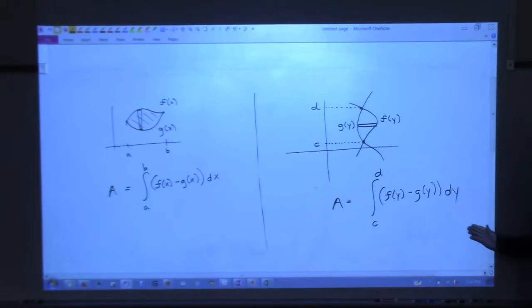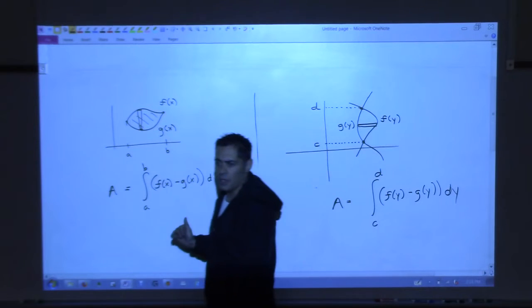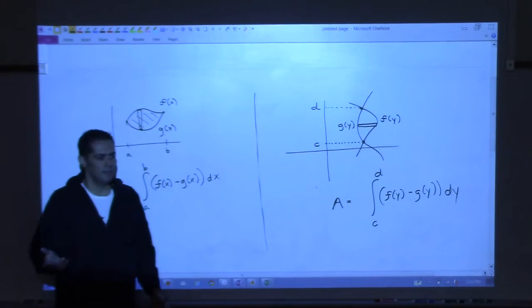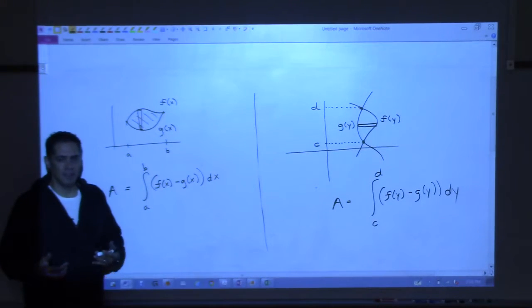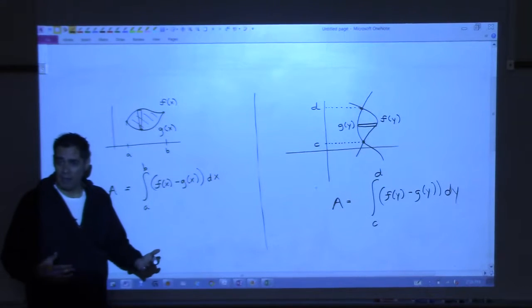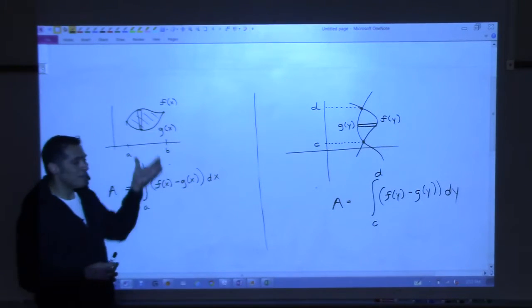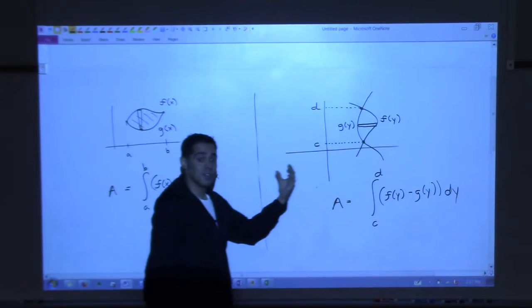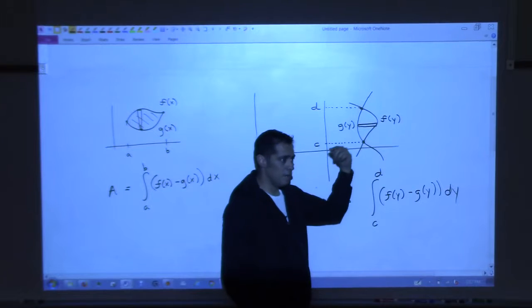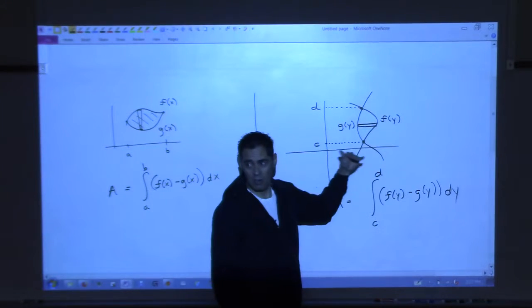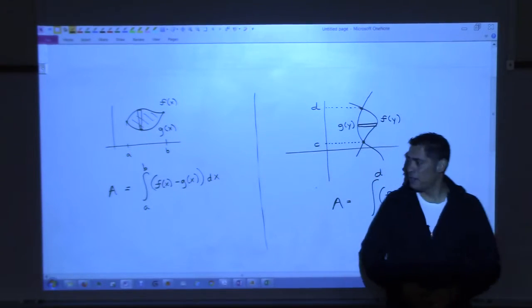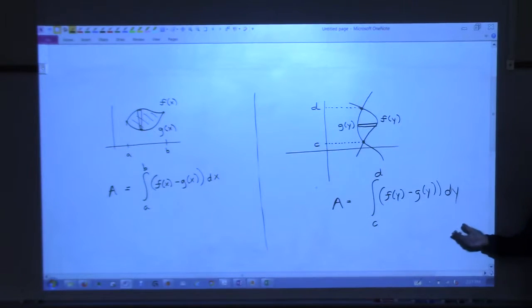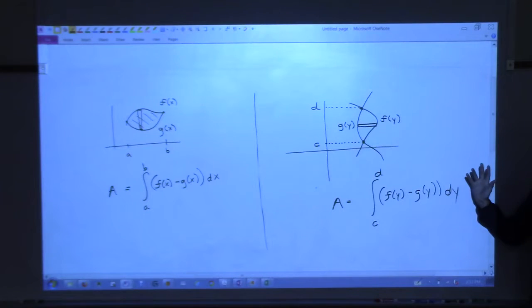So as you work through your homework, you're going to be using one of these two formulas. The big indicator for which one to use is, is it easy to solve for y? Do your pictures pass the vertical line test? Then you want to use this. If it's easier to solve for x and your curves pass the horizontal line test, then you want to use this formula. And there's sometimes where you can use either one. It doesn't matter which ones you use.